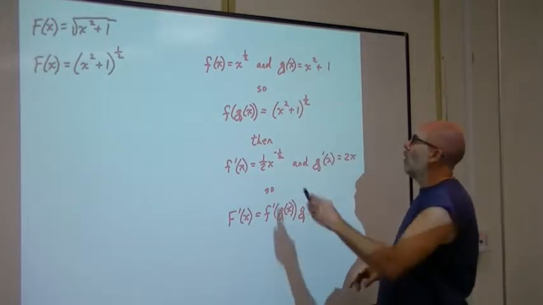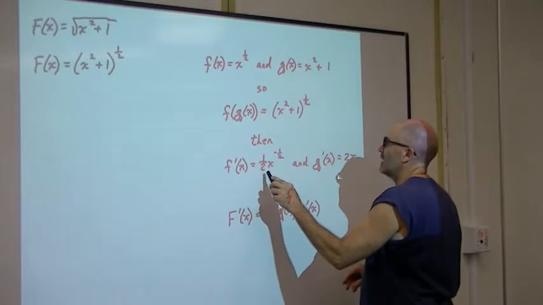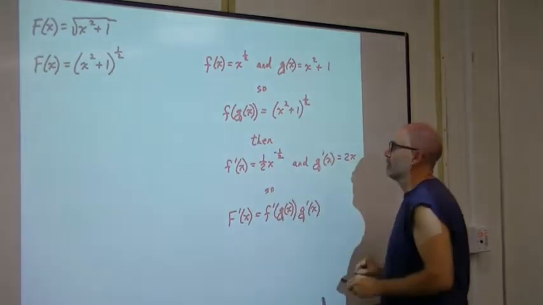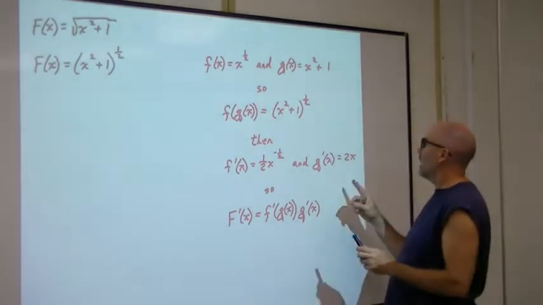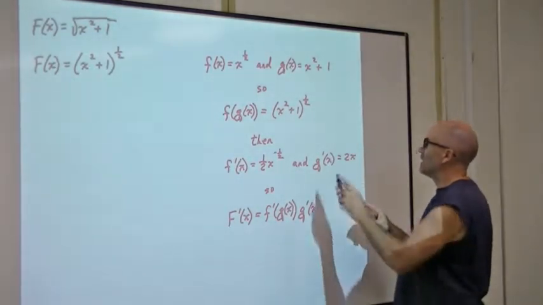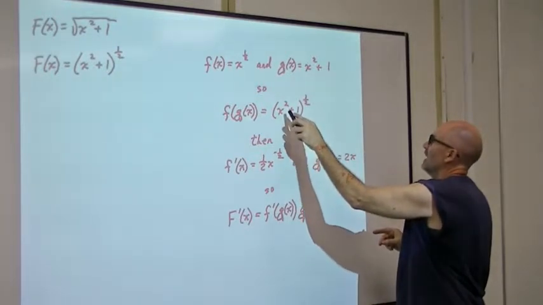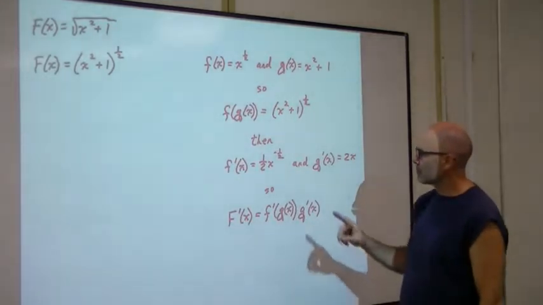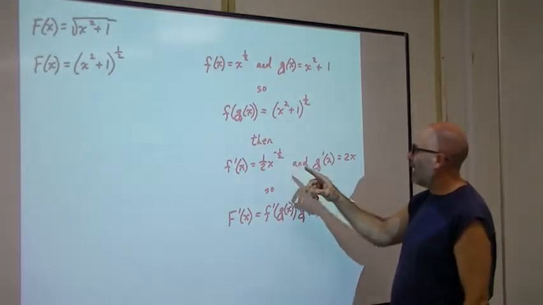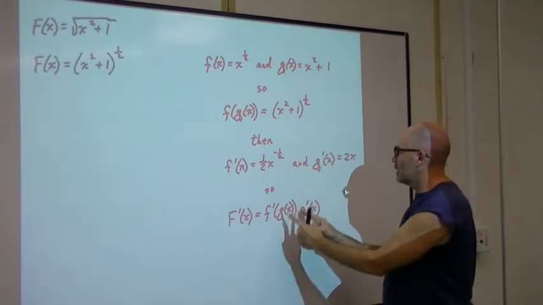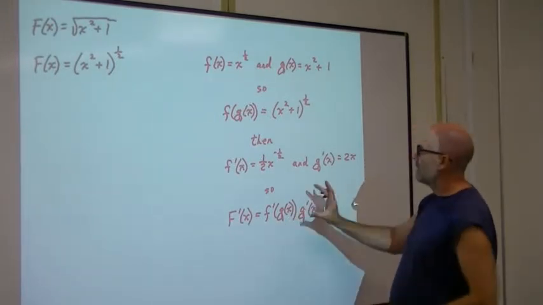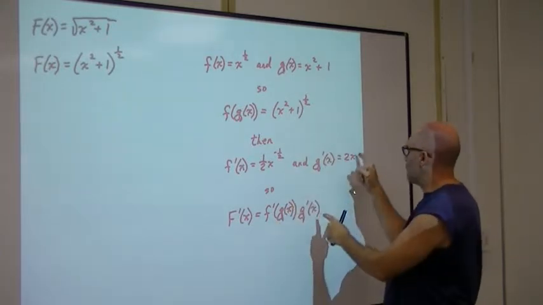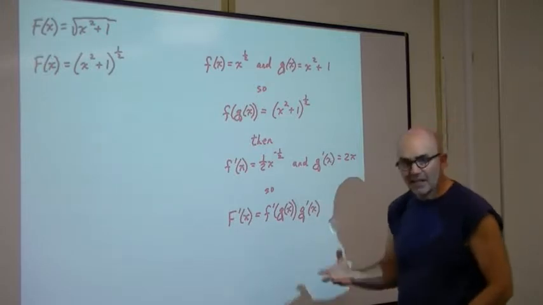Now, what is f prime of x? It's 1/2 x to the negative 1/2. Now, what is the g prime of x? The derivative of the inside is 2x plus 0, so just 2x. Now, the f prime of g of x is going to be the outer shell, and then the g prime of x is the derivative of the inside.